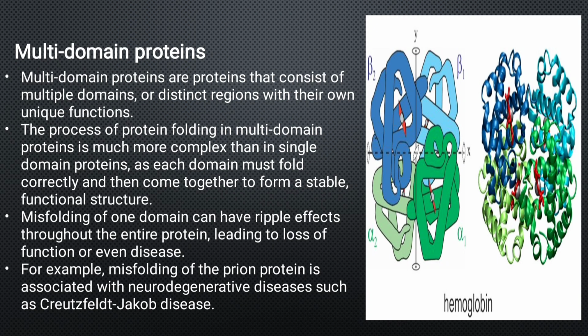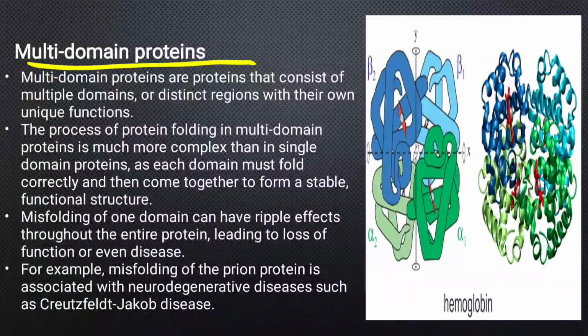So now we will see multi-domain proteins. As the name indicates, multi-domain proteins are proteins that consist of multiple domains or distinct regions with their own unique function. In the multiple domain protein, there are multiple domains with multiple functions. Many single domains in a single protein form a multi-domain protein.